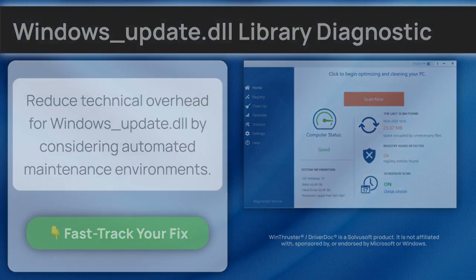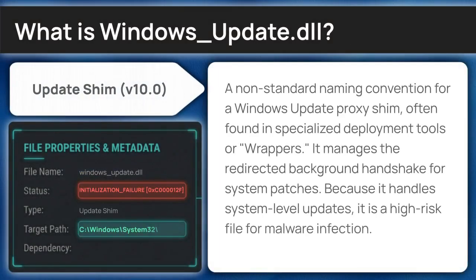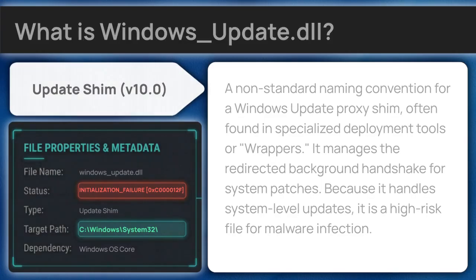This is the Windows Update Module, a non-standard naming convention for a Windows Update proxy shim, often found in specialized deployment tools or wrappers. It manages the redirected background handshake for system patches. Because it handles system-level updates, it is a high-risk file for malware infection. Knowing the file's purpose is helpful, but now we need to physically restore it.